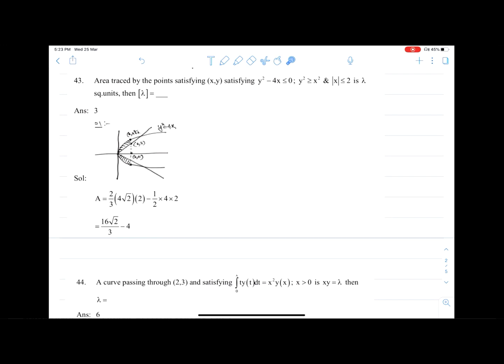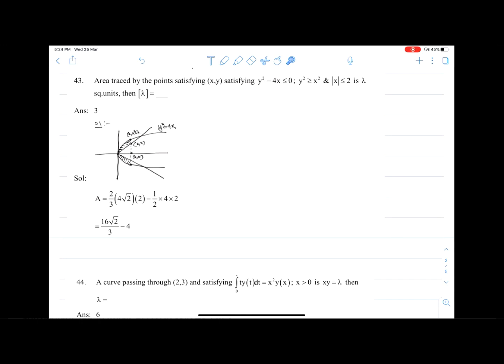We'll go for the 43rd question. Area traced by the points satisfying y square minus 4x is less than or equal to 0, a parabola, y square is greater than or equal to x square, pair of straight lines, and mod x is less than or equal to 2. Again, pair of straight lines, but we are not bothered about the x equal to -2 part here. The area is lambda square units and lambda is equal to 2.